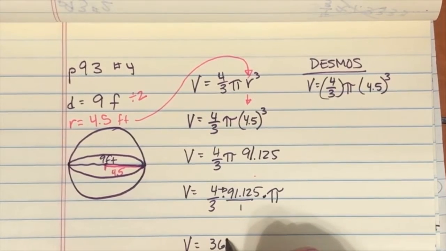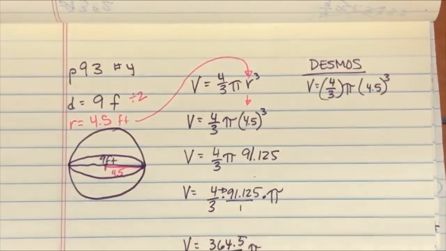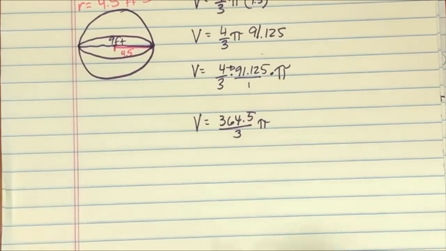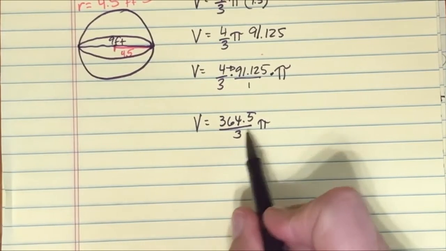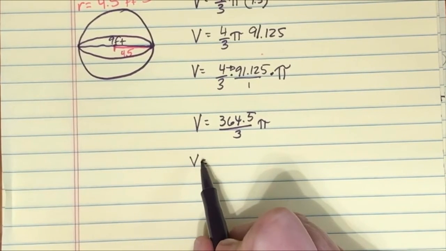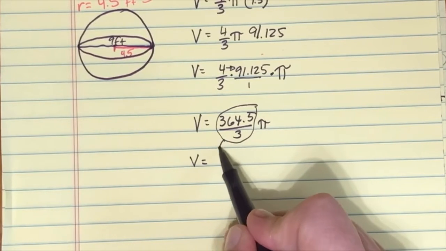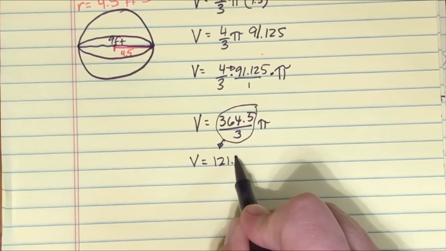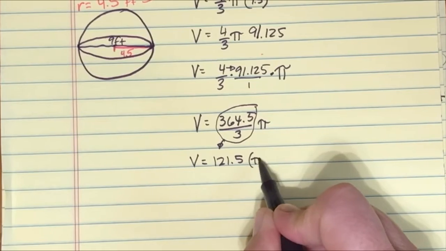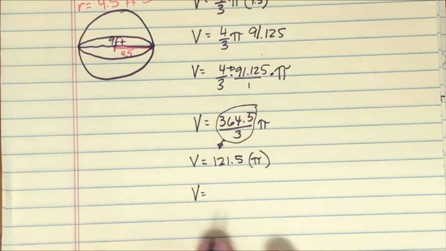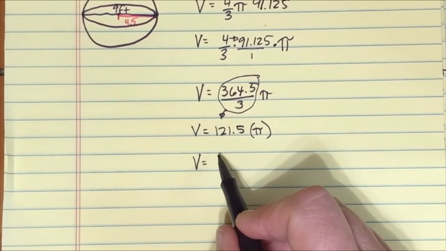So 4 times 91.125, and that's going to give us 364.5 over 3. Right? And then we can divide by 3, and we're going to get an even number, meaning it's not going to be a repeating decimal. It's going to be 121.5 times pi. So that's why we don't want to just change that 4/3 to a decimal straight away.